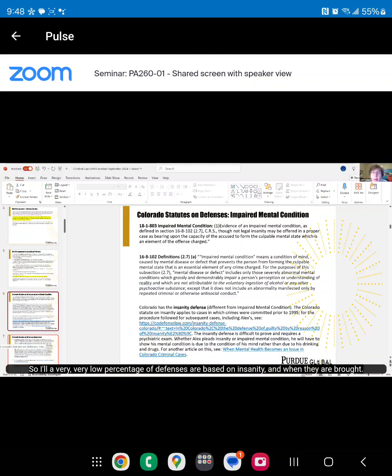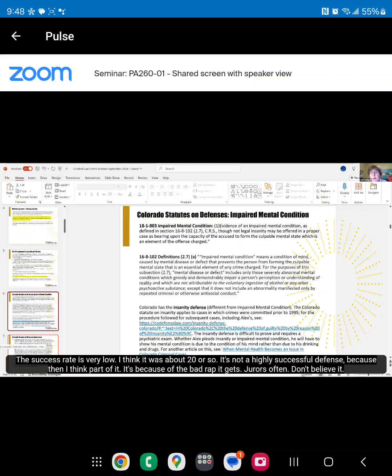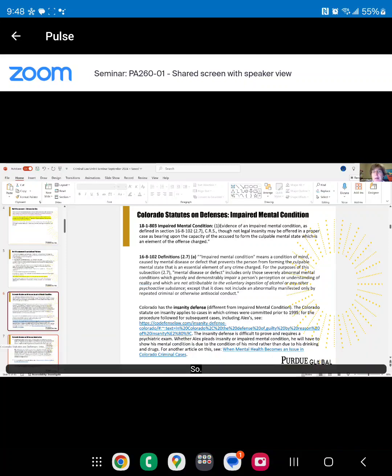So a very, very low percentage of defenses are based on insanity. And when they are brought, the success rate is very low. I think it was about 20% or so. So it's not a highly successful defense, and I think part of it is because of the bad rap it gets. Jurors often don't believe it. So one route to avoid that major problem is the impaired mental condition.